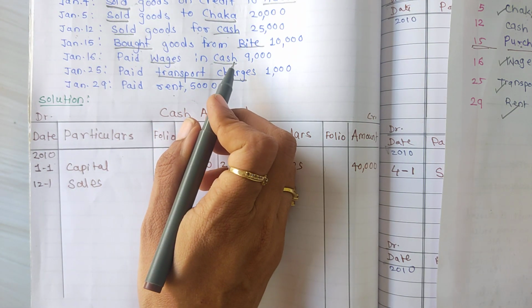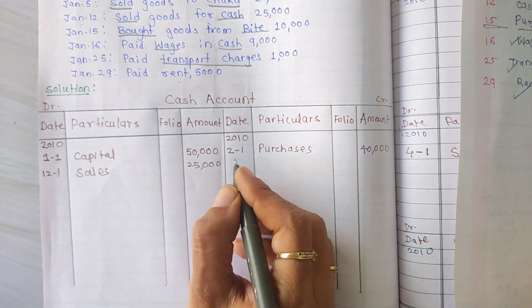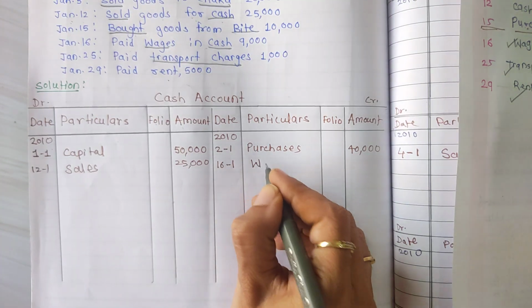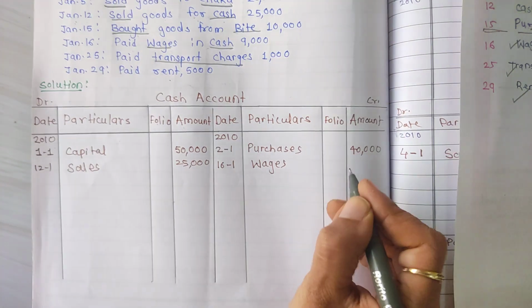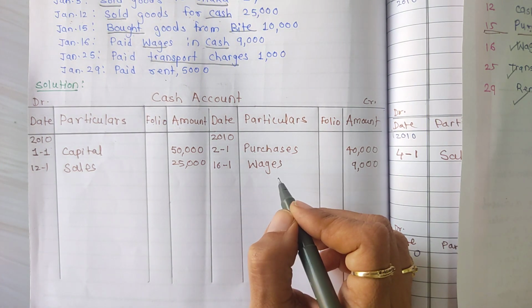After that, on 16th January, paid wages in cash. Paid wages means cash is going out of the business. So in the cash account, write on the credit side. Why is cash going? For the wages. So write down here wages 9,000. So in the cash we are writing on the credit side.